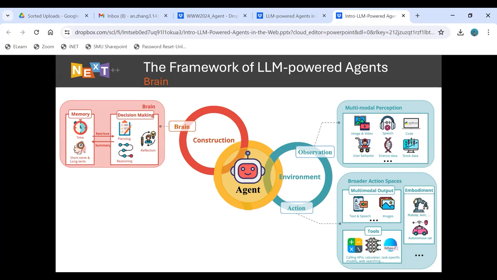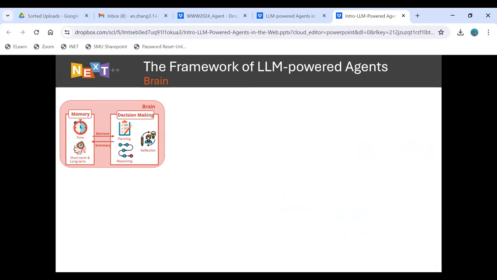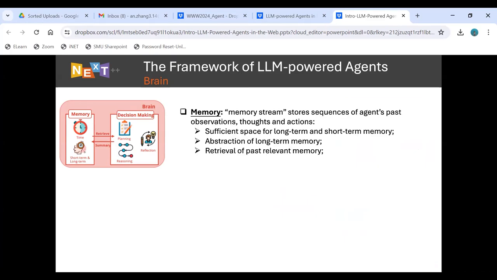And I guess the next thing about agents is that they should have an independent brain, right? In terms of the brain here, we're thinking, first of all, of a big memory. They should have sufficient space for long-term and short-term memory. And of course, we should have the capability of retrieving and then analyzing all this long-term and short-term memory.